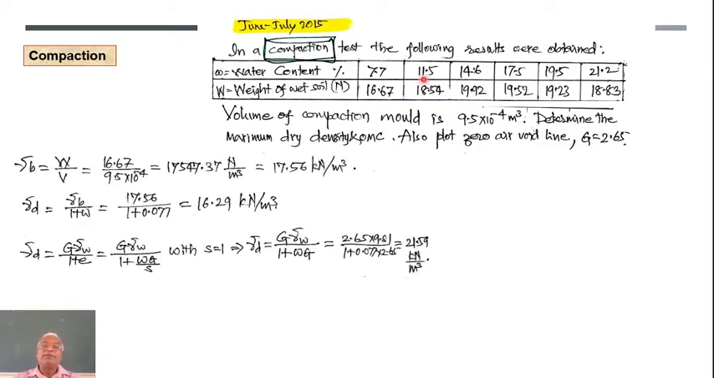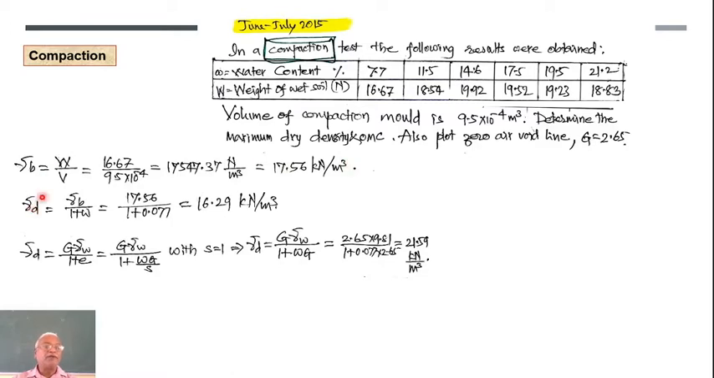Okay, here I have done a sample calculation for one data point. Gamma b, the bulk density, is given by weight divided by volume, the standard equation. Here, 16.67 is the weight of the soil, divided by the volume of the mold, which is given. If I calculate, it will be 17,547.37 Newton per meter cube. But if I convert that into kilonewton, it will be a handier value, that is 17.56 kilonewton per meter cube. And this is for gamma b.